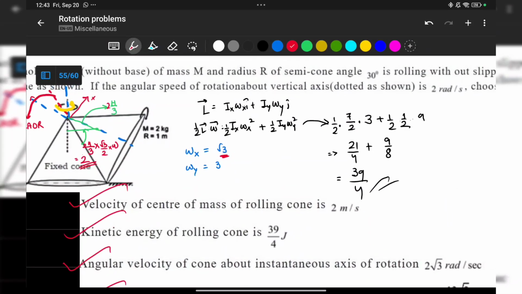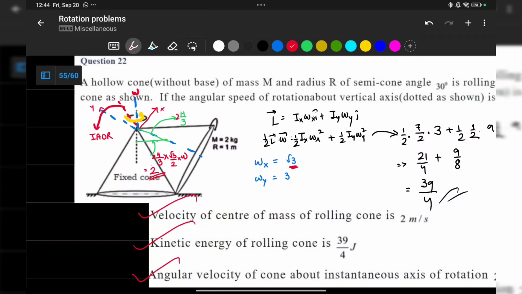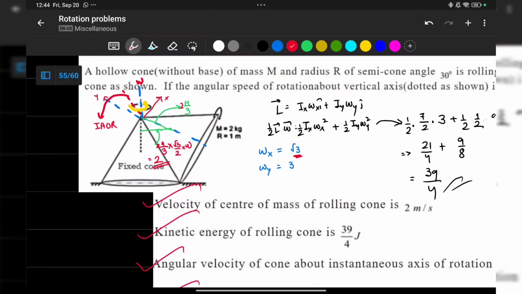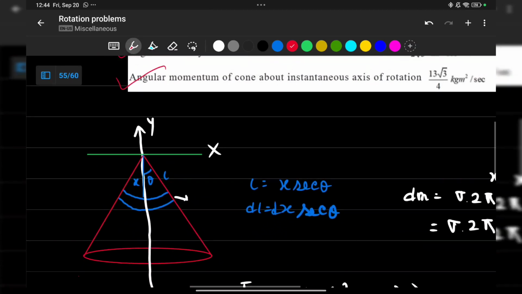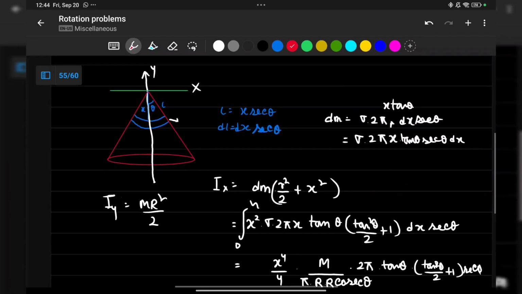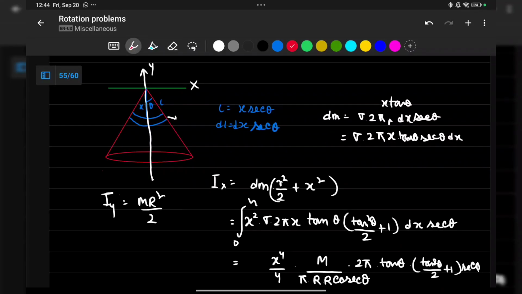Now Ix and Iy. Everyone knows that Iy is mr square by 2. And now Ix, how to find the Ix? It's given here. The calculation part I will not dictate, but I'll say how to do it. If this is a cone, you can just take it as an element, right? Now it will have a moment of inertia about it over here, which is dm r square by 4. Now we use the parallel axis theorem to shift it to this.